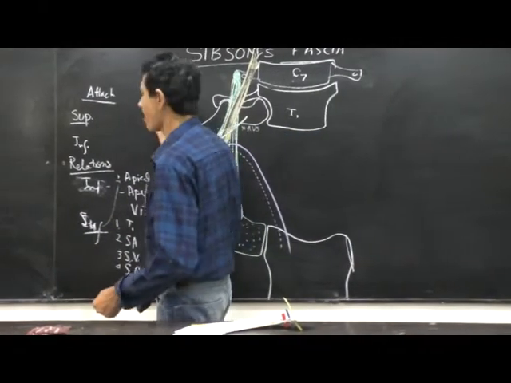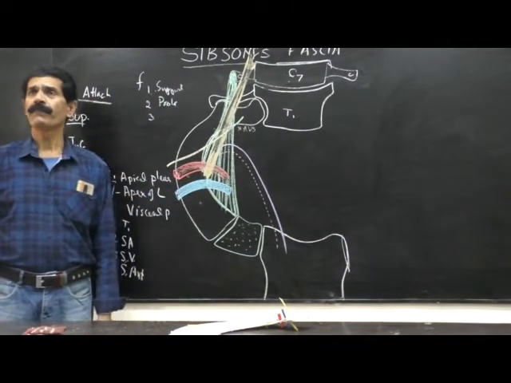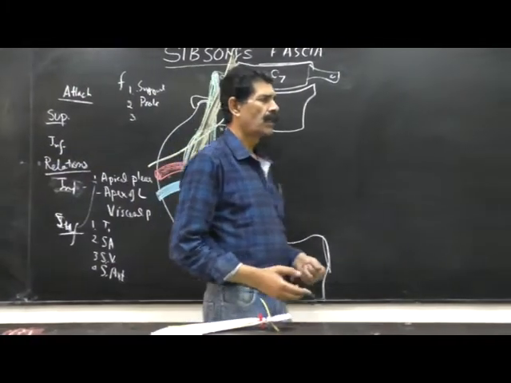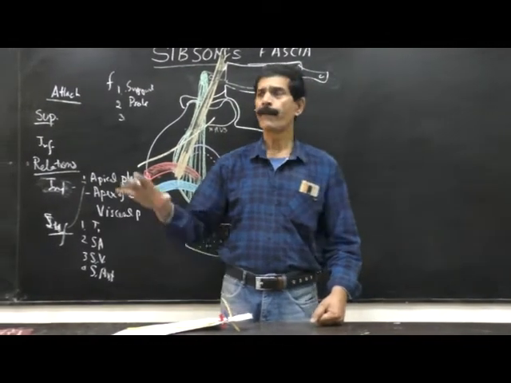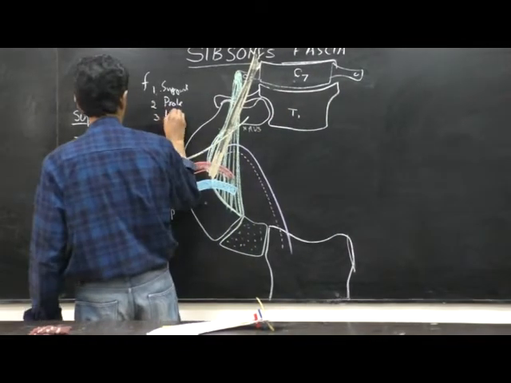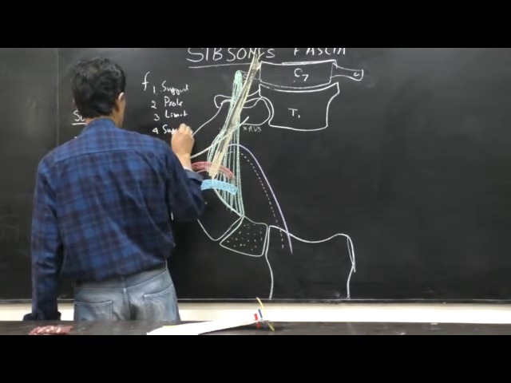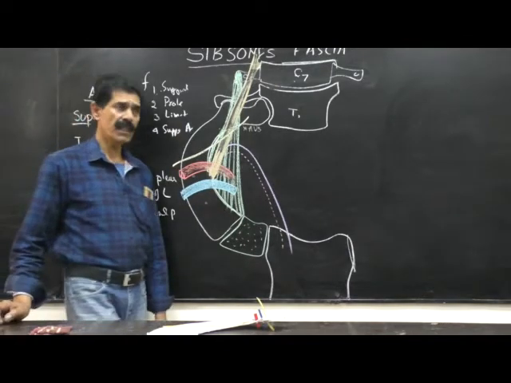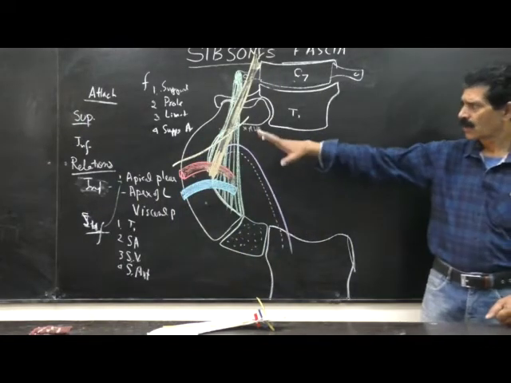Third function is, it limits the expansion of the lung and keeps the lung in its thoracic cavity below the first rib. So that is another function. It limits or suppresses the apex of the lung and prevents its injury by pressing over the apex.